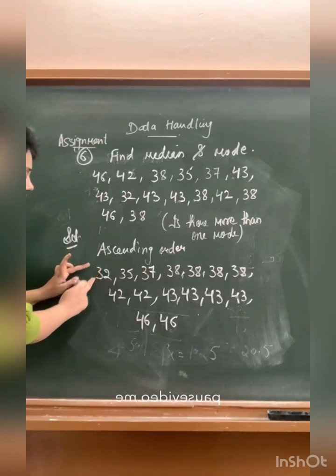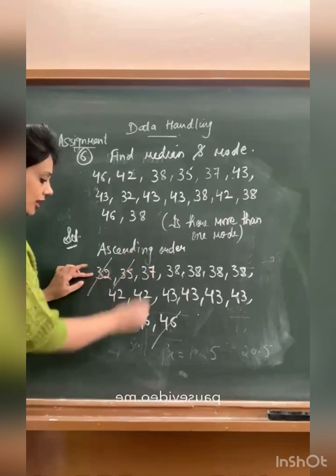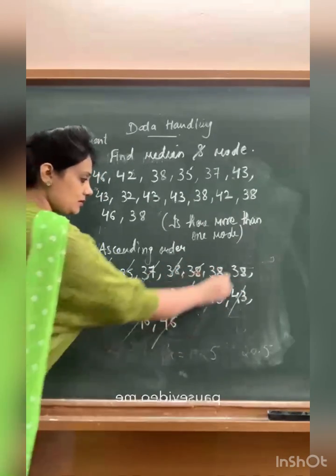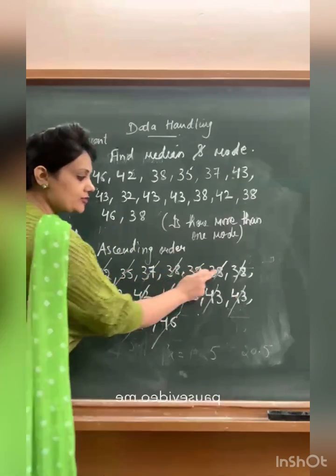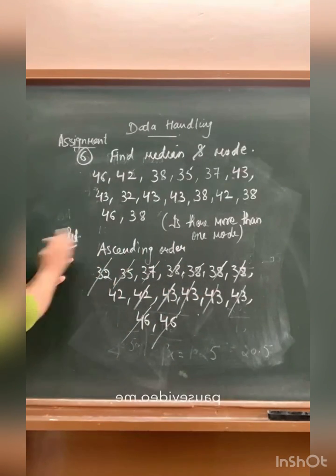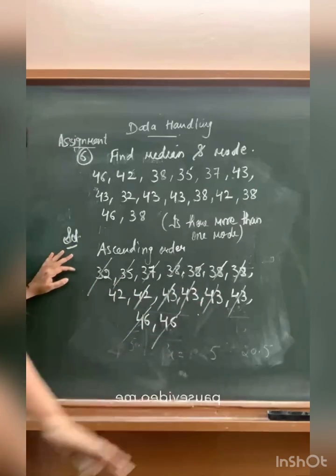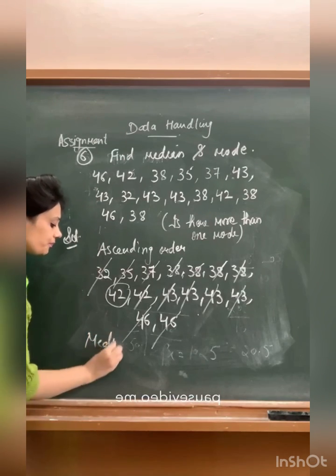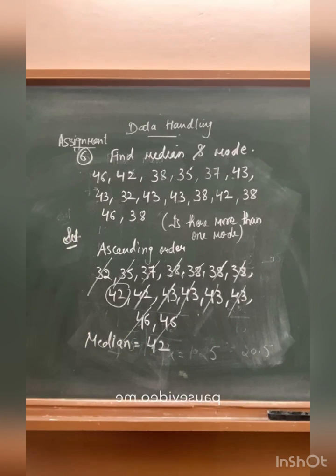Start cancelling one number from the beginning and one number from the last. Like 32, 46, 35, then so on. So 1, 2, 3, 4, 5, 6, 7. 7 numbers we have left from the beginning and 1, 2, 3, 4, 5, 6, 7, 7 numbers from the last. So the middlemost number is 42. So therefore median is 42.